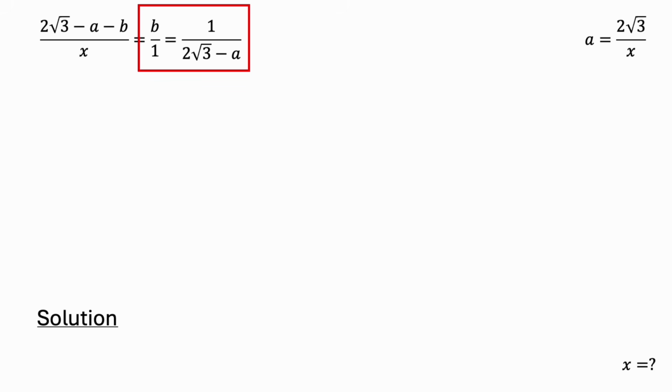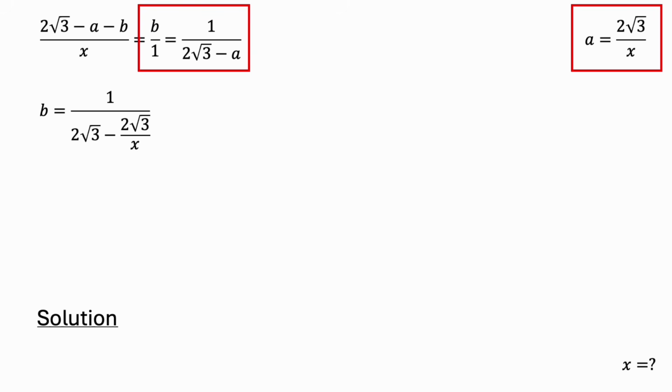From b over 1 equals 1 over 2 square root 3 minus a and a equals 2 square root 3 over x, we have b equals 1 over 2 square root 3 minus 2 square root 3 over x. Multiplying the numerator and denominator by x, we obtain b equals x over 2 square root 3 times x minus 1.